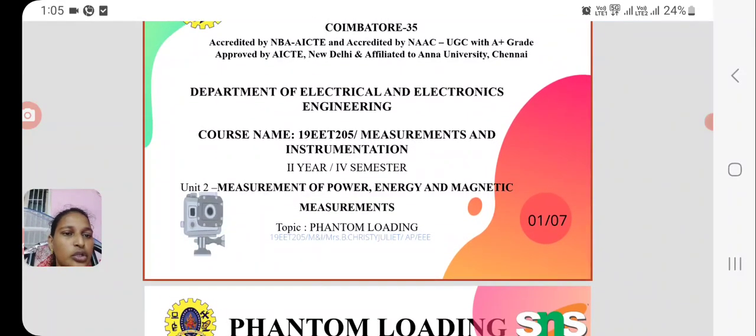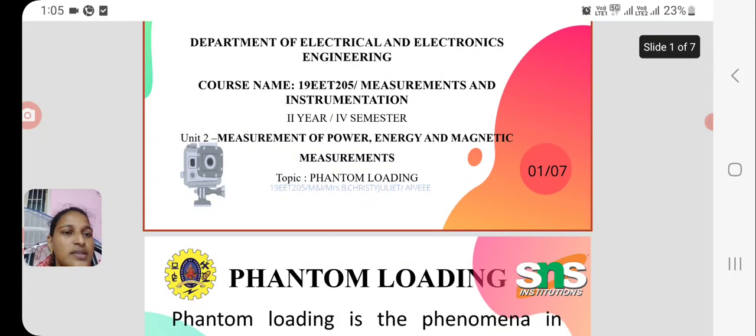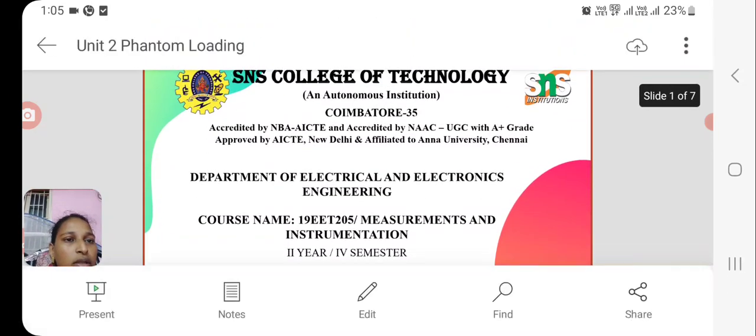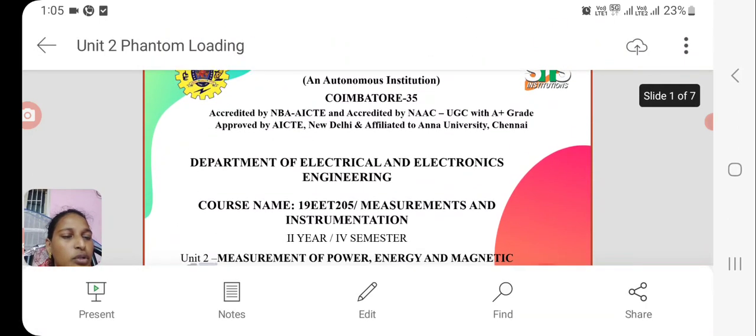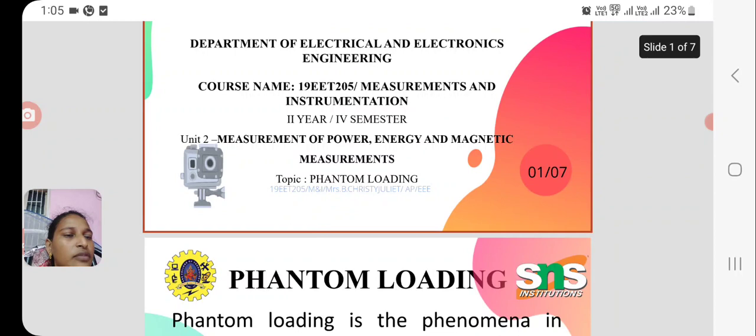In today's video, we are going to discuss an important topic, which is phantom loading. Let us give a design thinking approach to this phantom loading. First of all, why do we need phantom loading?